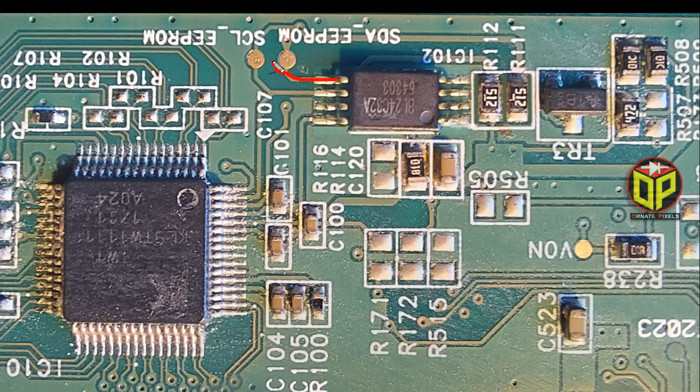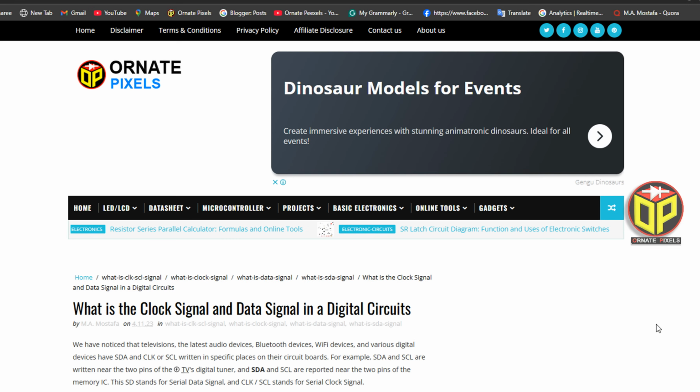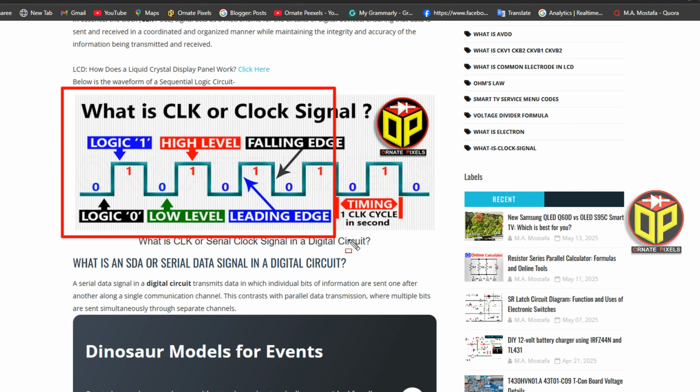Its pin 5 is for SDA or data signal and pin 6 is for SCL or clock pulse. To learn the functions of SDA and SCL, you can visit ornetpixels.com. There is detailed information here.